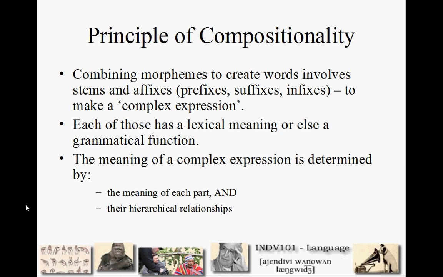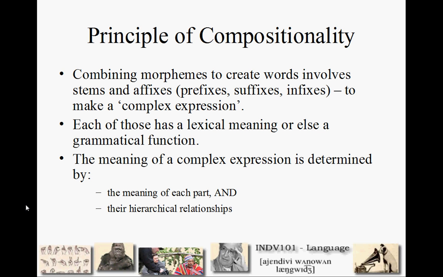Alright, so the principle of compositionality. By combining morphemes to create words, you use stems and affixes. So the stem in unbelievable was believe, it's the root, and the affixes are the part that you affix to either the front or the back of the word. Prefixes you put on the beginning, like un in unbelievable, and suffixes go at the end, like able. You can also, in some languages, have infixes, where you insert a morpheme in the middle of another morpheme, but English doesn't do that. And so when you combine morphemes to create new words, it's called a complex expression or a complex word.